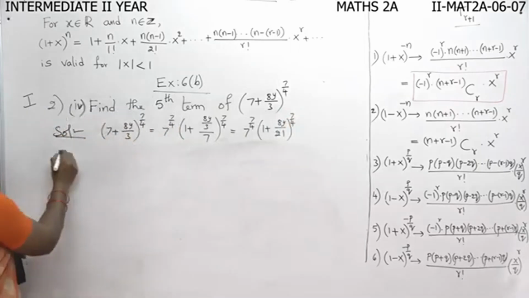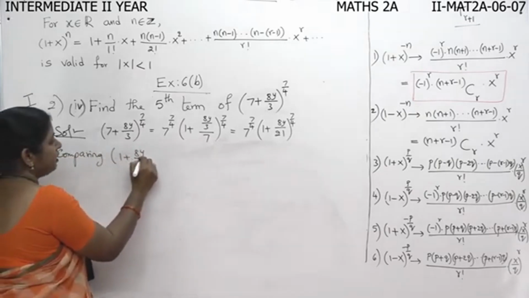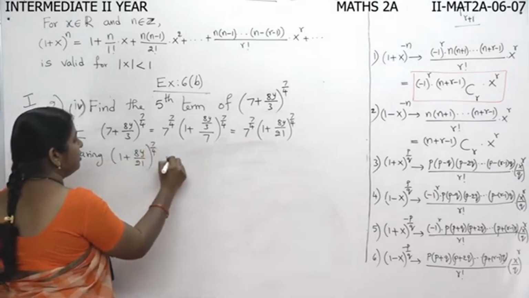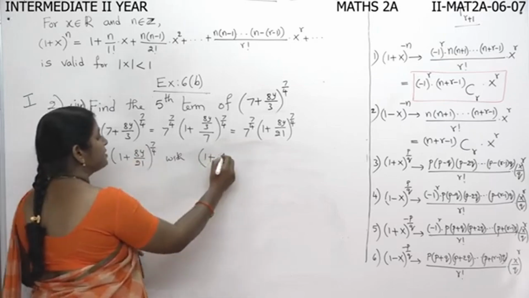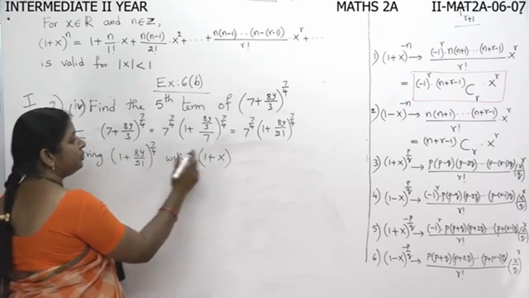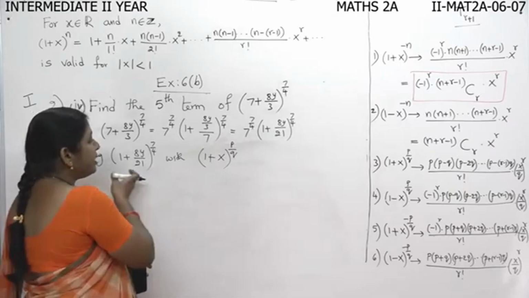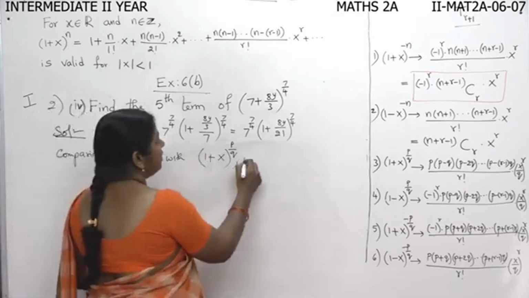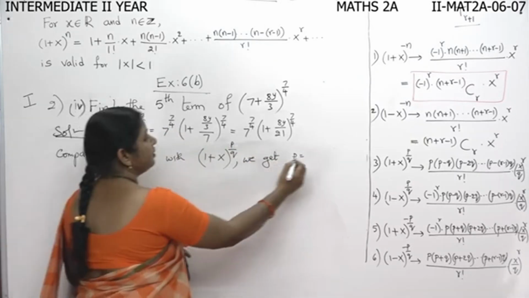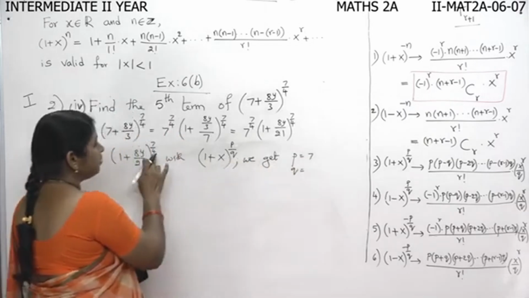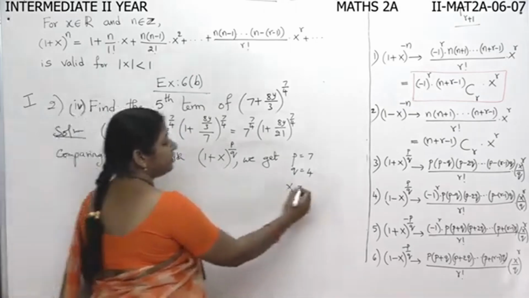Now comparing (1 + 8y/21)^(7/4) with, so what format is this in? It is in the format (1 + x)^(p/q). So comparing this with (1 + x)^(p/q), we get p is equal to 7, q is nothing but 4, and x is nothing but 8y/21.